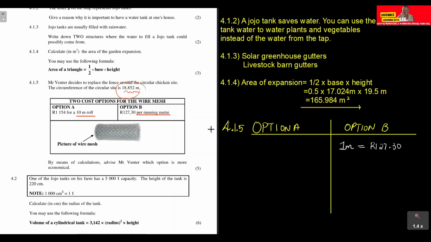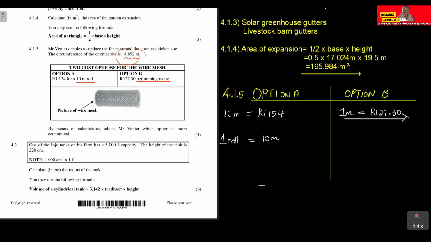And then here we are told that for a 10 meter roll, you pay 1,154. To determine how many rolls we will need, 1 roll is equal to 10 meters. So we want to see how many rolls we will need.